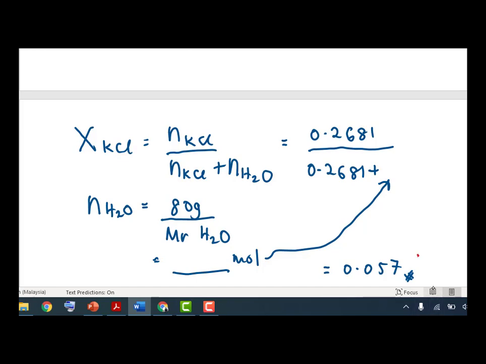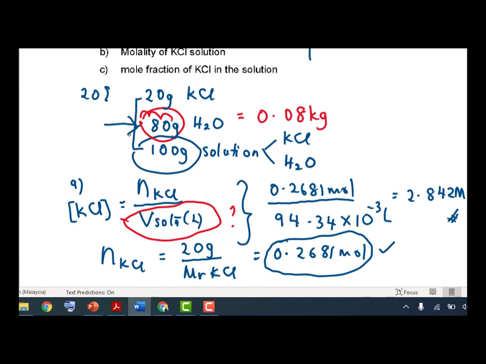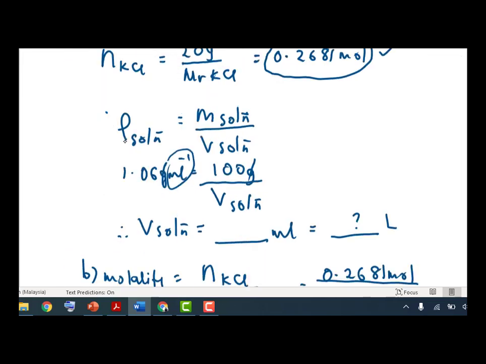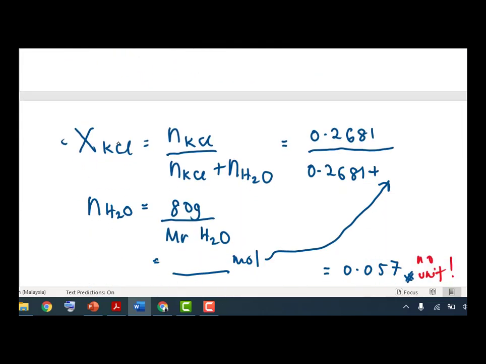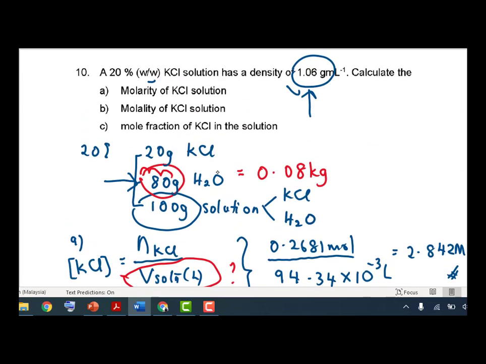Okay, done. Number 10, A, B, and C. So this is C, the mole fraction.